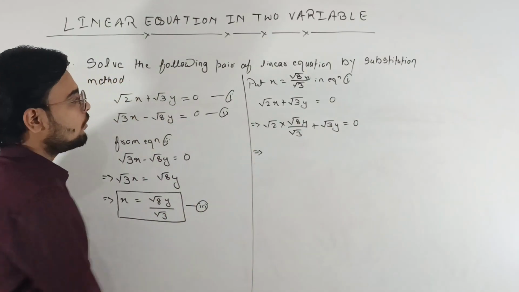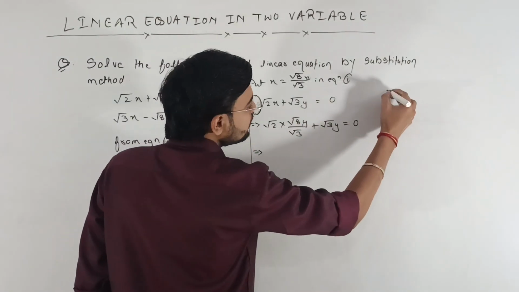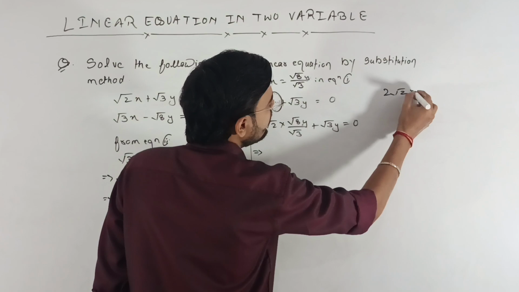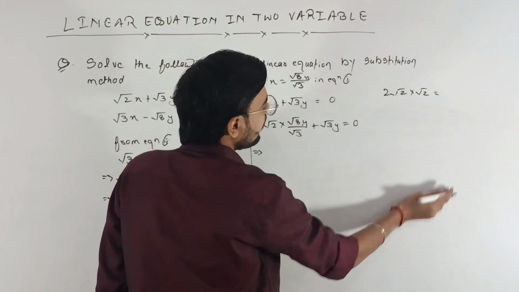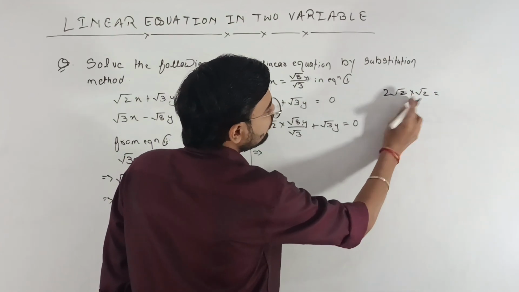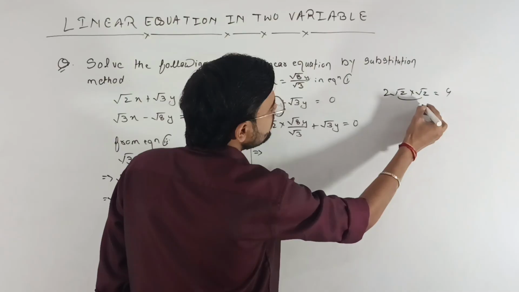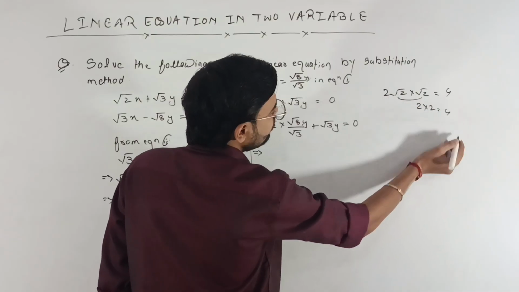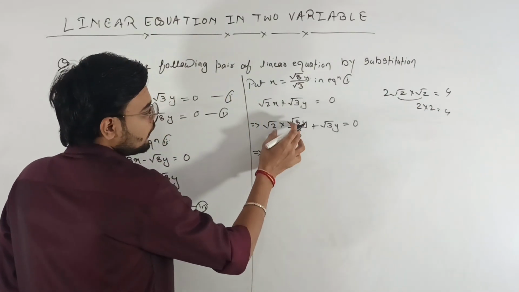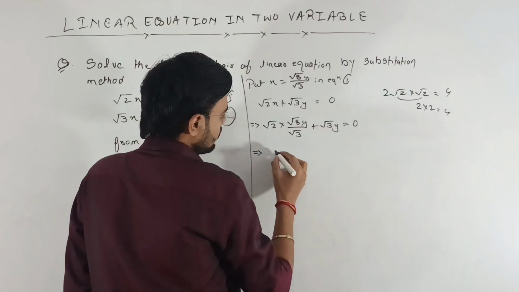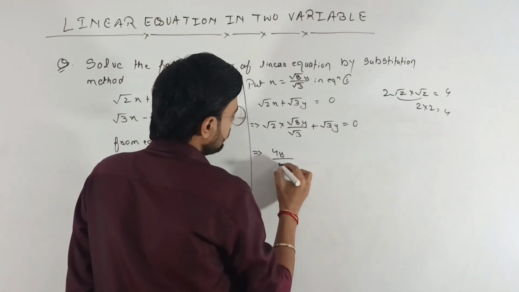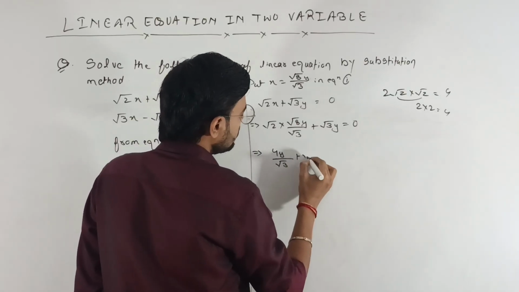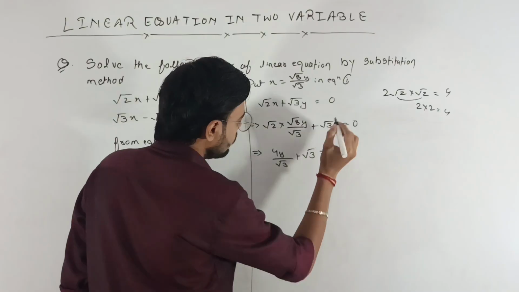Root 2 into root 8 is what? You write root 8 as 2 root 2 and into root 2. After multiplying, this will become 2 into 2, which is 4. Root 2 into root 2 is 2, and 2 into 2 is 4. So root 8 into root 2 is 4. 4y upon root 3 plus root 3y is equal to 0.